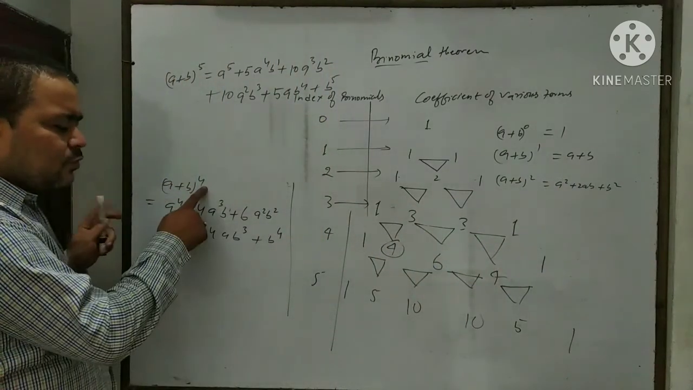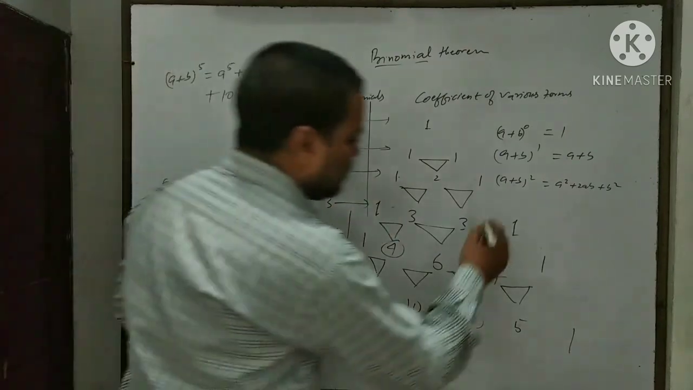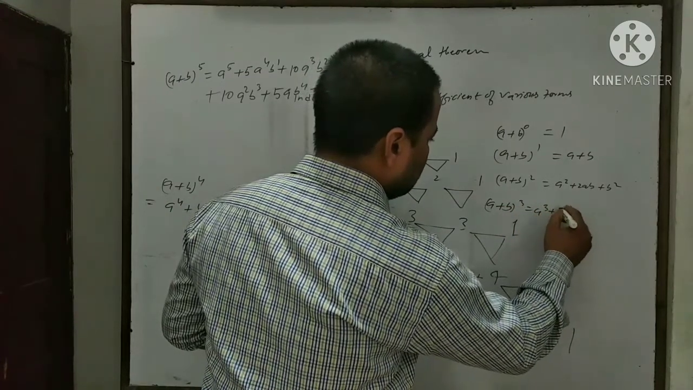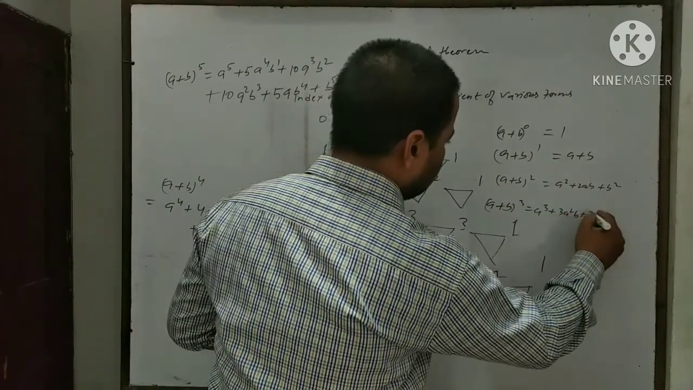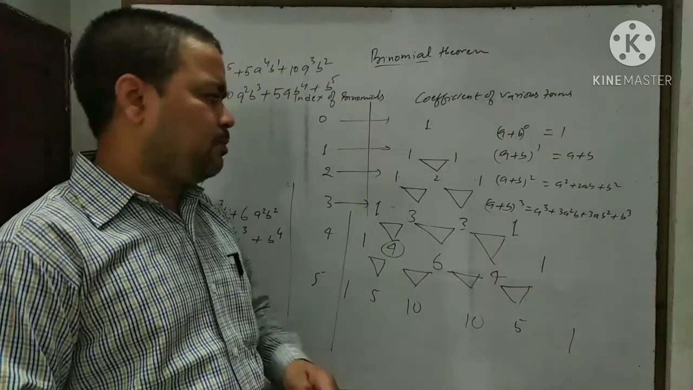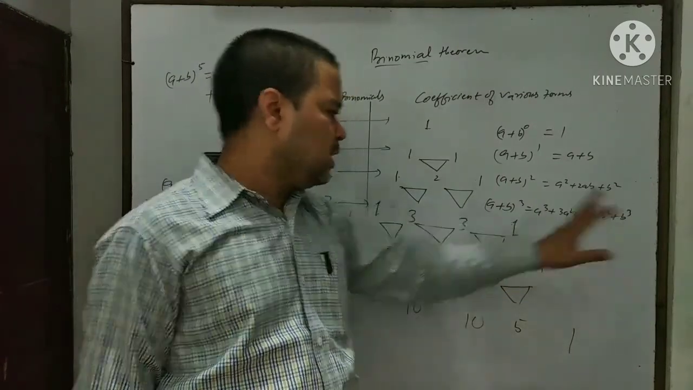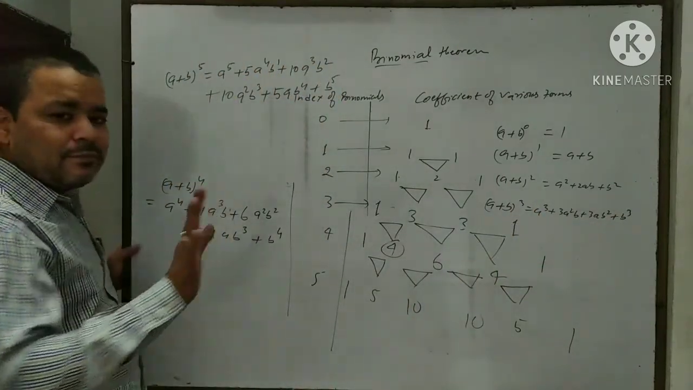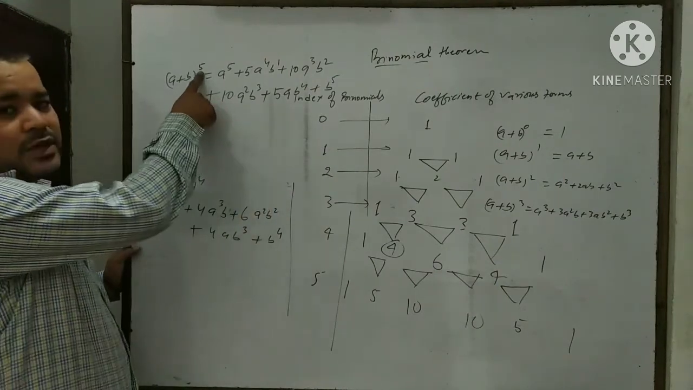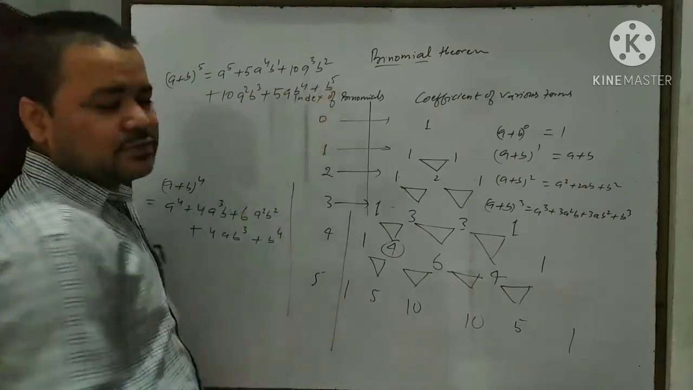Similarly, if the power is cube, then we have a cube plus 3 a square b plus 3 a b square plus b cube. Here the power is 3, and in this case we have 4 terms: 1, 2, 3, 4. If the power is 4, we have 5 terms: 1, 2, 3, 4, 5. If the power is 5, we have 6 terms: 1, 2, 3, 4, 5, 6.